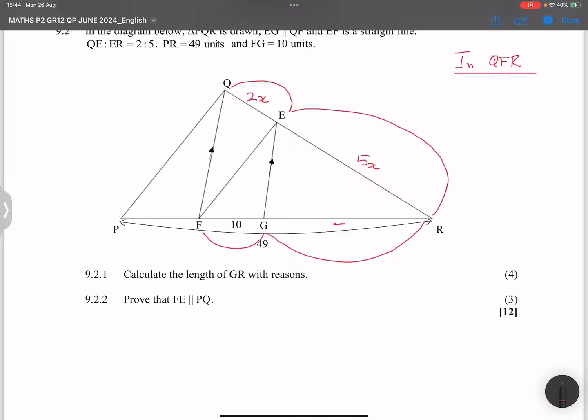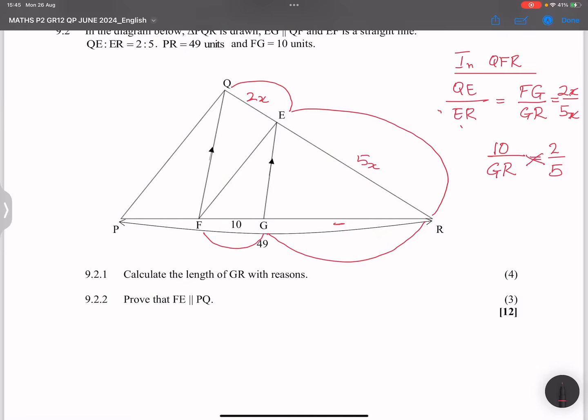right? So we said QE over ER is equal to FG over GR. Okay, and remember we said that gives us 2x over 5x, because we're given the QE over ER. So FG is 10, over GR. This is 2x over 5x. Okay, we can remove the x's there.